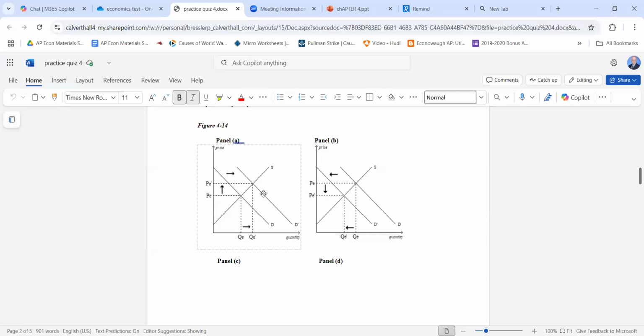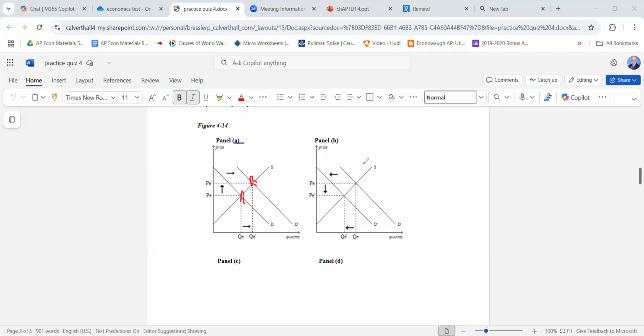Then I'm going to go here again just to quickly review shifts in the curves versus movement along the line. If you look where demand shifts, that's a change in demand, a shift in demand. When I go from A here to B, I'm sliding up the supply curve. That's an increase in quantity supplied. So an increase in demand, an increase in quantity supplied.